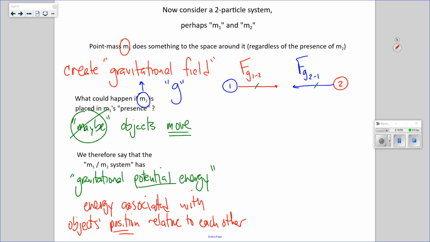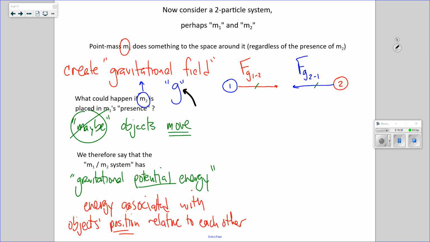So I call gravitational potential energy energy of position. And there are ways to change the amount of energy that this two-particle system has. What it has to do with is, well, what are their positions relative to each other? And how strong is this field that each one of them is? Really what that gets down to is how big are these forces that each one of them exert on each other?